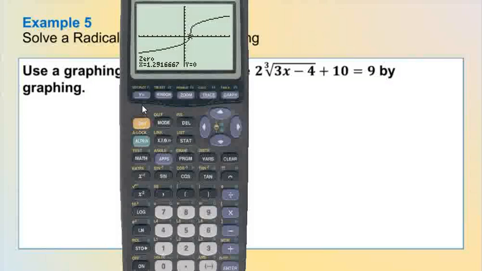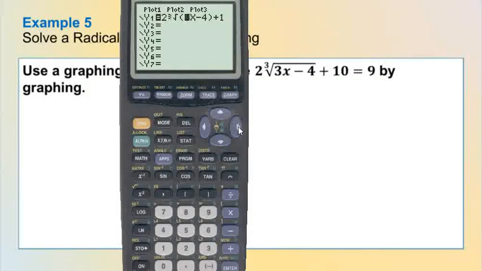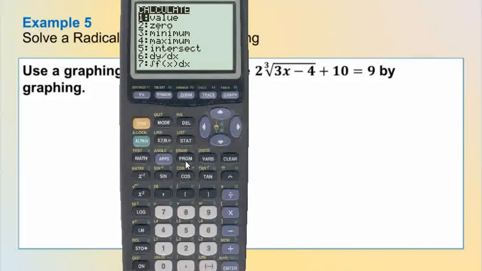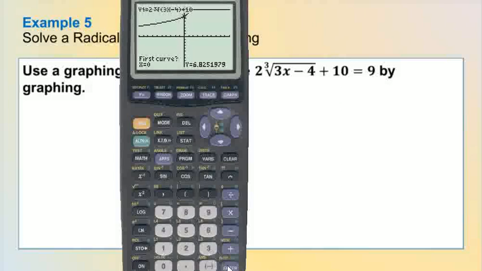Now the other way would be if I did one, make this 10, and the other one, y equals 9, and then graph it. Here's one equation. Here's the other. I want to see where they cross. So I do second, trace, intersect number 5, hit enter 3 times. It'll give us the same answer of 1.29. So we would say that x would have to be about 1.29.